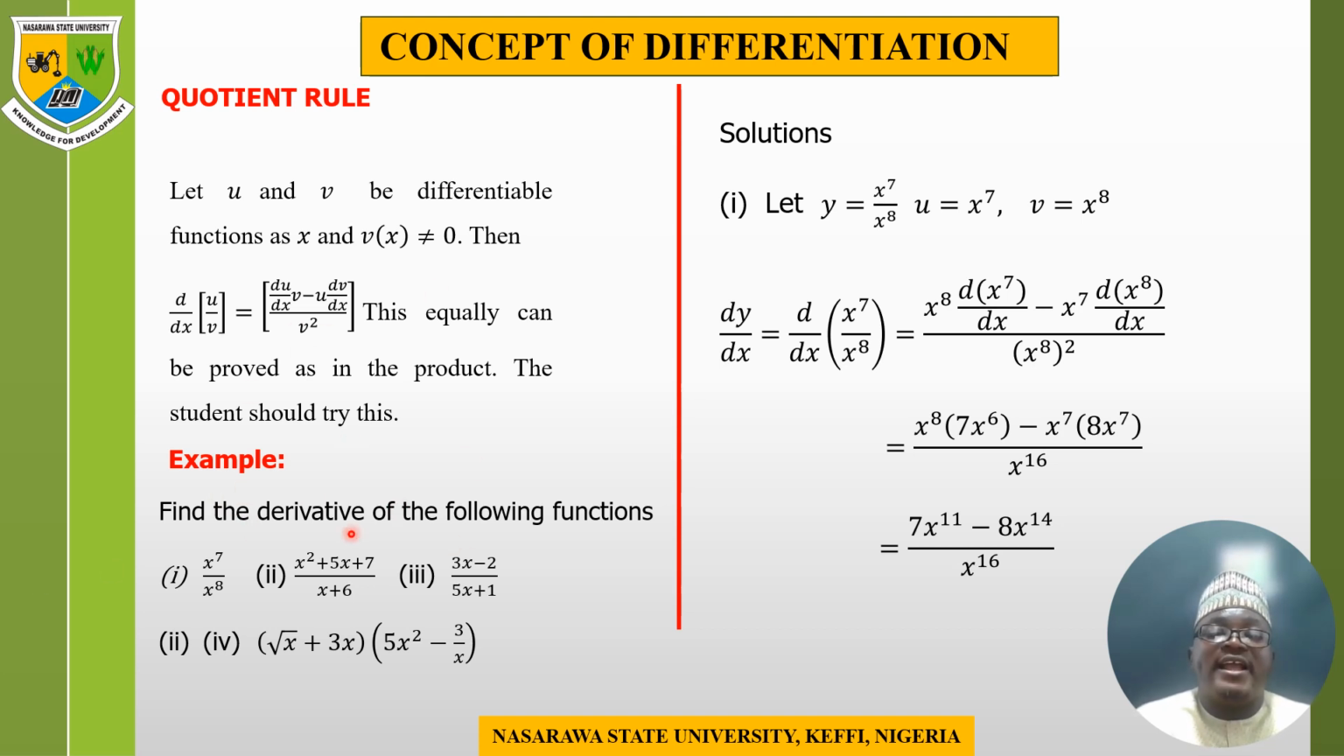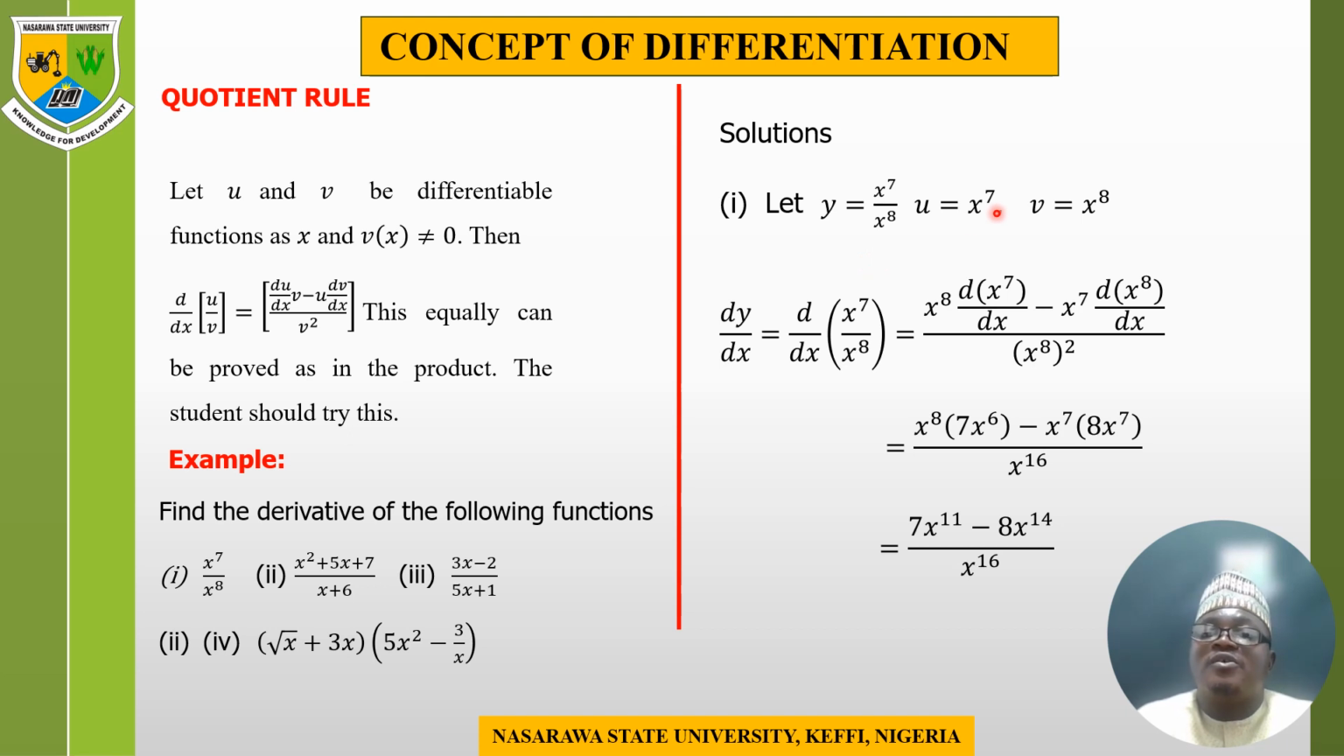Then look at the equation: find the derivative of the following function using the quotient rule. The reason why, if you look at the previous one, it's just a bracket, it's just a multiplication. That is why we call it a product. But this one is division. Then look at it. The first example, let y equal to this. Then you are going to let the first one be based on this u and v. If you compare it to this one, our u is x raised to power 7 and our v is x raised to power 8.